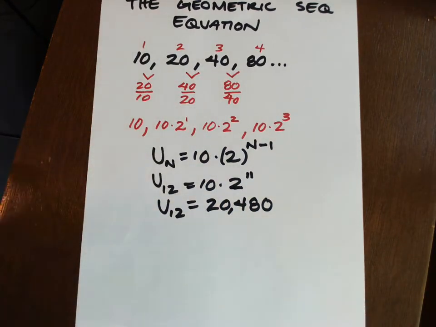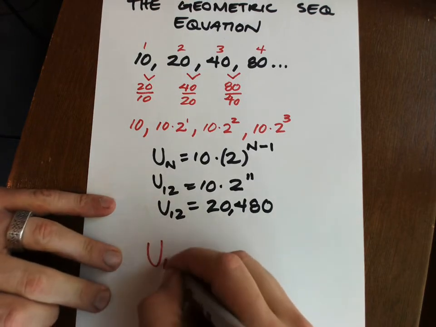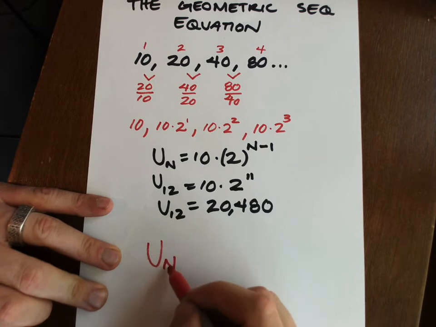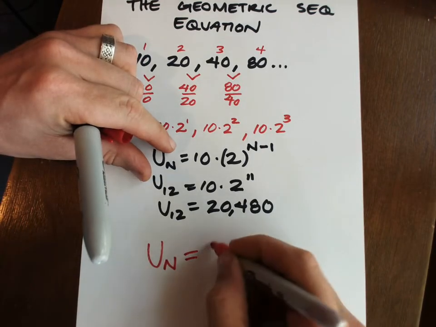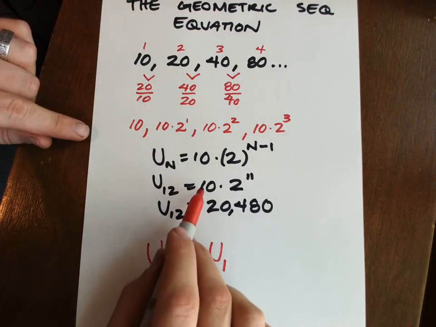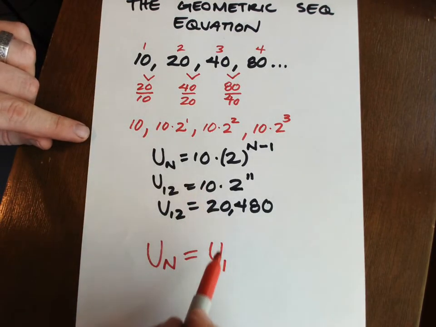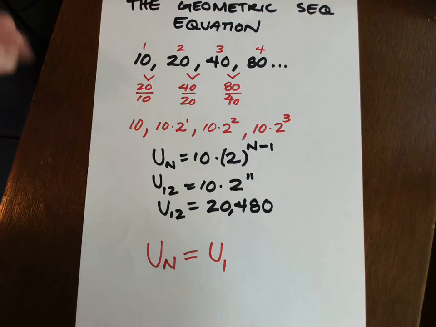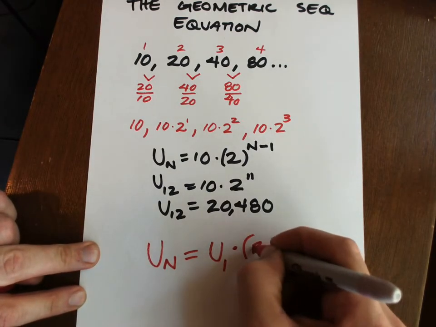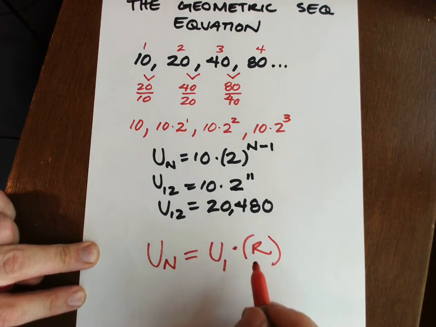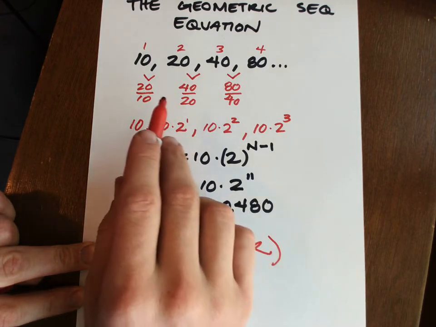Now, looking at what's going on here, we can go one step further and say, well, generally speaking, the general term is, in this case, the 10 is subject to change. That's represented by U1. It's the first number in any one of these patterns. And then the 2 is also subject to change, but it's always the ratio of any pair.